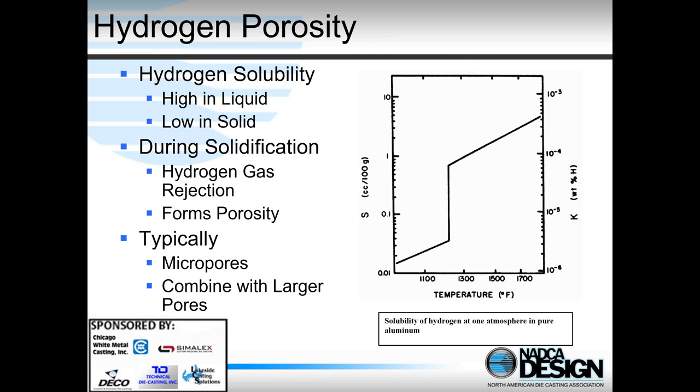And so this effect tends to be relatively small. For regular die castings, we don't really concern ourselves with it because there's more important sources of porosity. But if we're producing high integrity castings where we're trying to get all the porosity out of the castings, then it can become important.